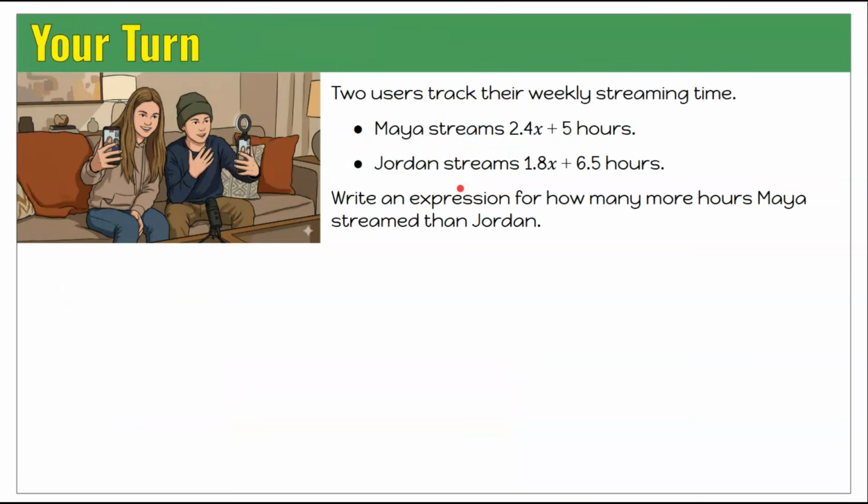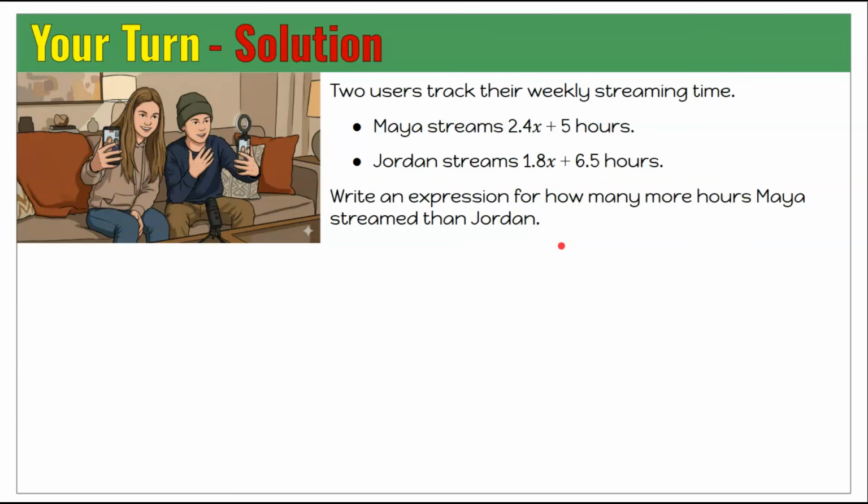All right, it's your turn. We have 2 users that track their weekly streaming time. Maya streams 2.4x plus 5 hours, and Jordan streams 1.8x and 6.5 hours. I want you to write an expression for how many more hours Maya streamed than Jordan. Here's where you pause, do your best work, and then come back to see mine. Good luck. Welcome back. Here's our solution.